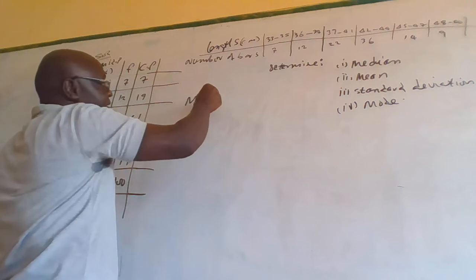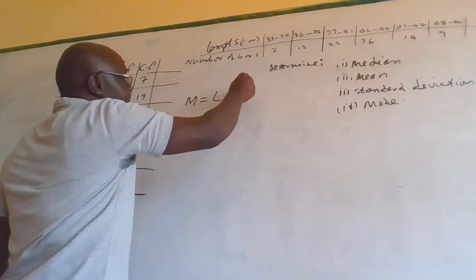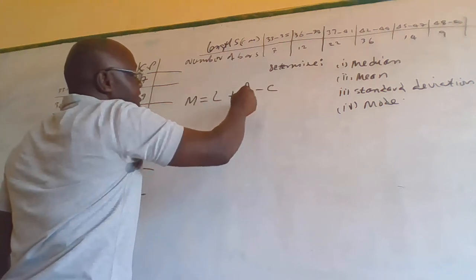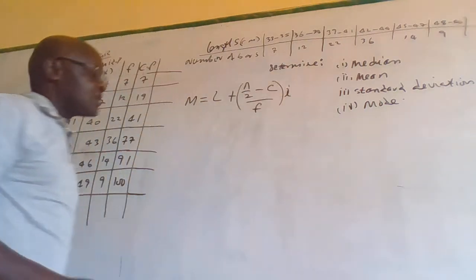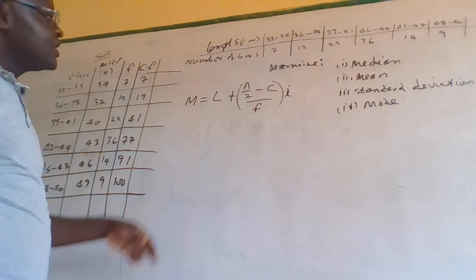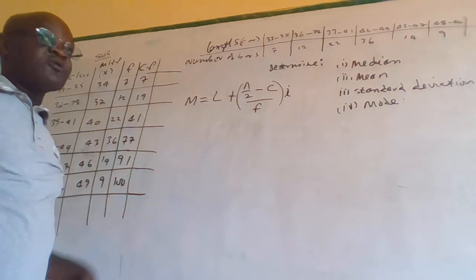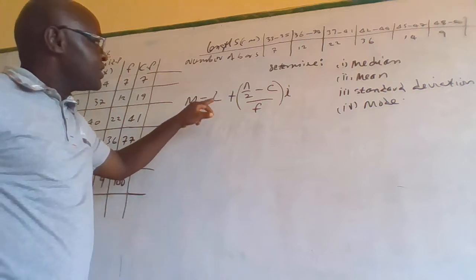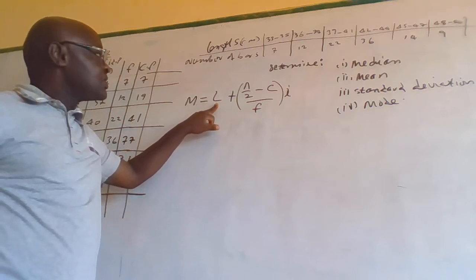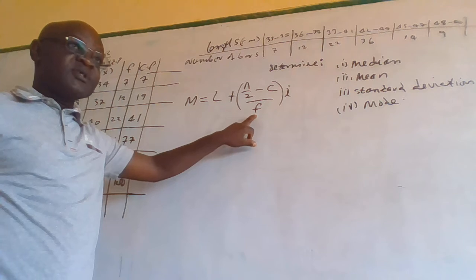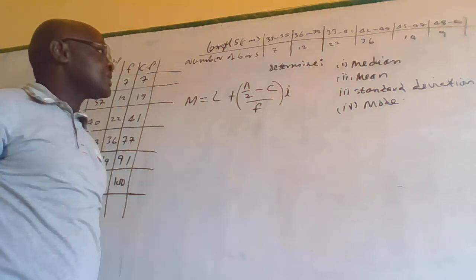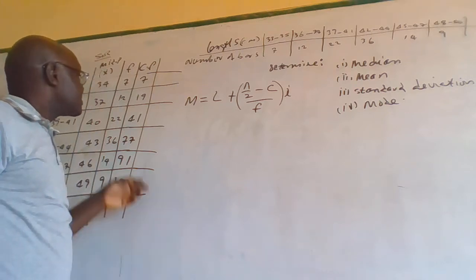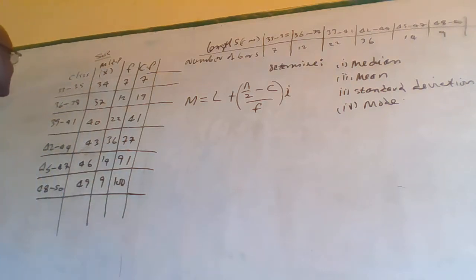Okay, so once we have the cumulative frequency, we can now get the median. Median is given by L plus N over 2 minus C over F times I, the class interval. N is the total frequency that we have. L is the lower class limit of the median class. F is the frequency of the median class. And this is the class interval. So what we need to do now is identify the median class.